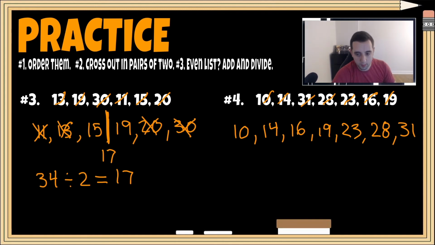Again, let's cross out in pairs of 2. We have 10 and 31 crossed out. 14 and 28, 16 and 23, and notice how for an odd list you get 1 number left over, which is going to be your median or your middle value of 19.